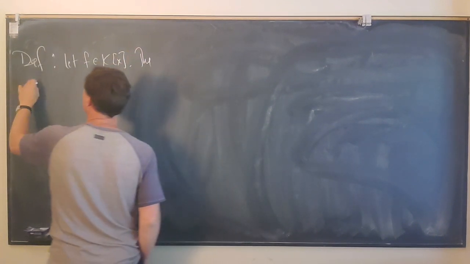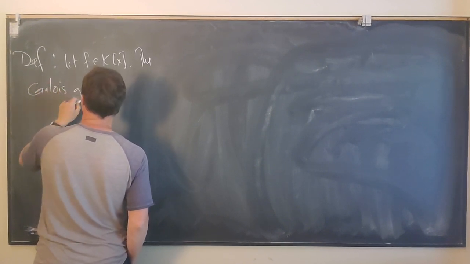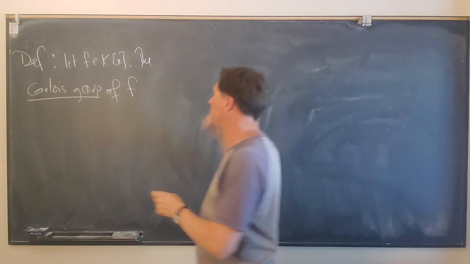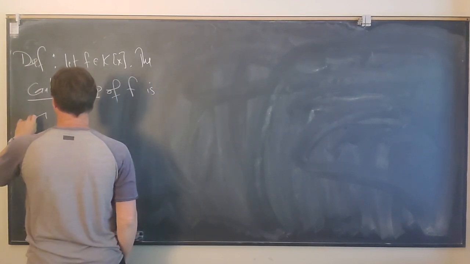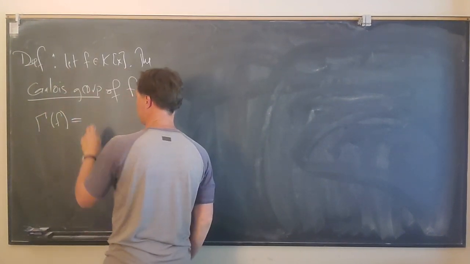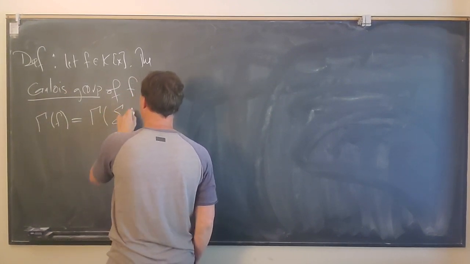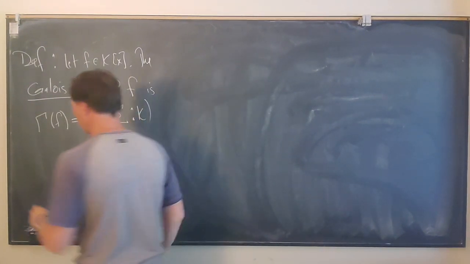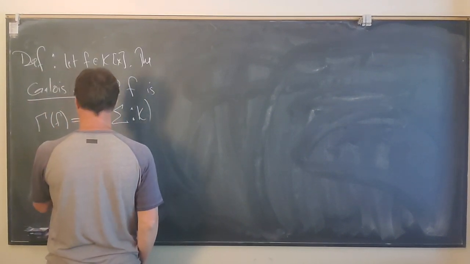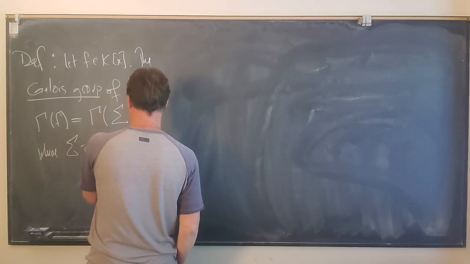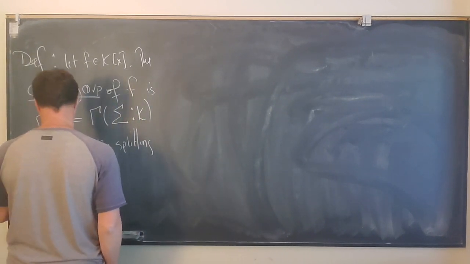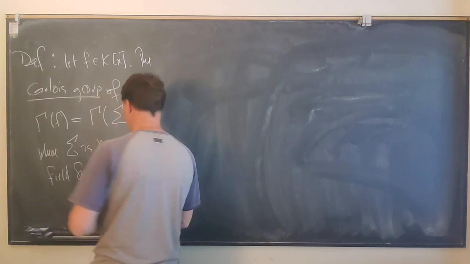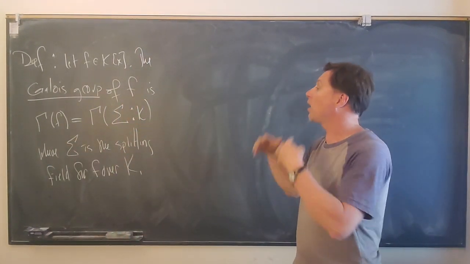The Galois group of f, which we'll write as Gal(f) or Γ(f), is equal to the Galois group of the extension Σ over k, where Σ is the splitting field for f over k. So this is the amazing connection that Galois came up with, right?